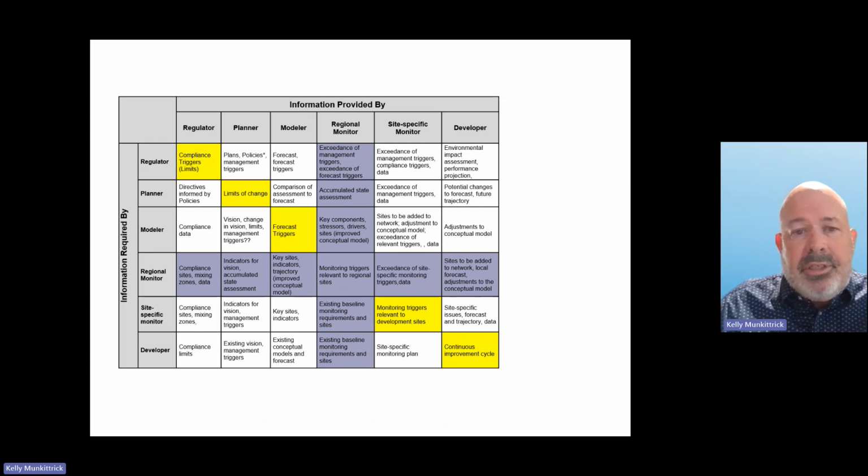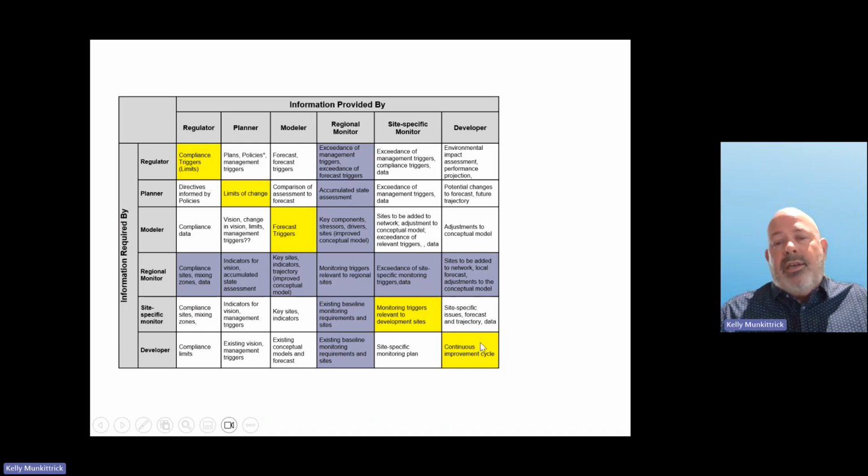This is just the actors in a regional system: regulators, planners, modelers, regional monitoring, site-specific monitoring, and developers. And everybody requires something from somebody else. The developer requires from the regulator compliance limits, the existing vision and management triggers from the planners, existing conceptual models and the forecast from the modeler, needs existing baseline monitoring requirements and sites from regional monitoring. It needs to develop its own site-specific monitoring plan and its continuous improvement cycle.